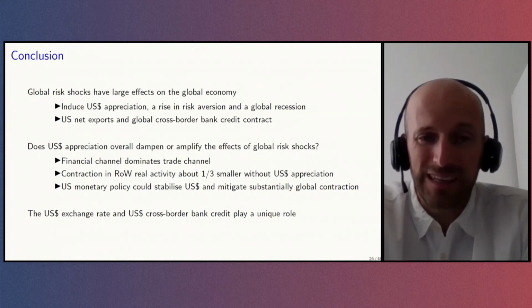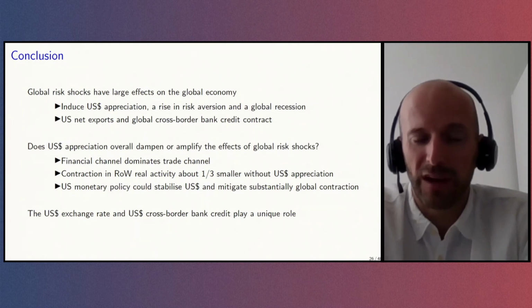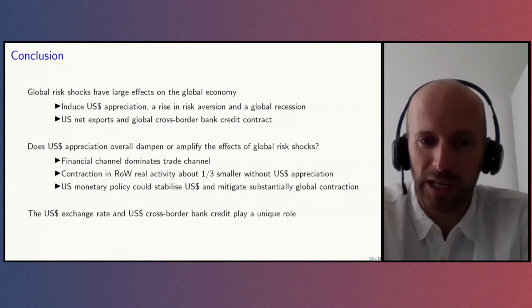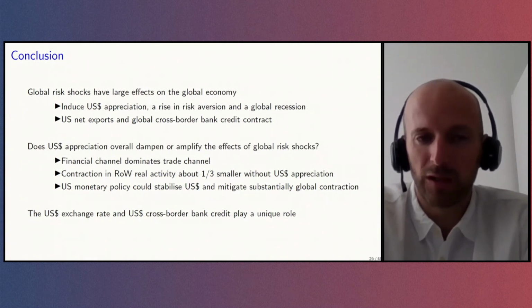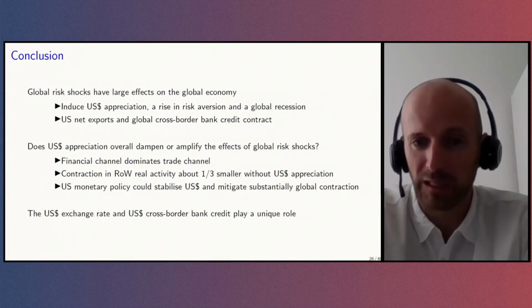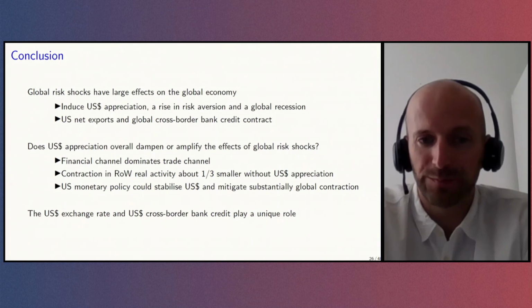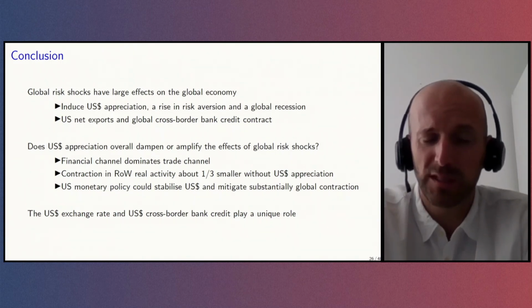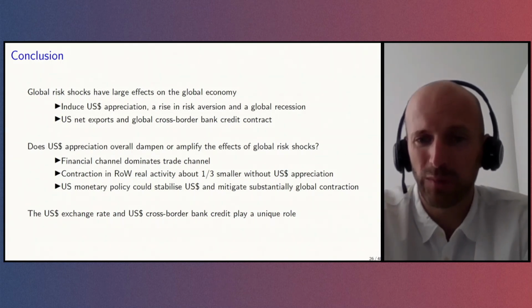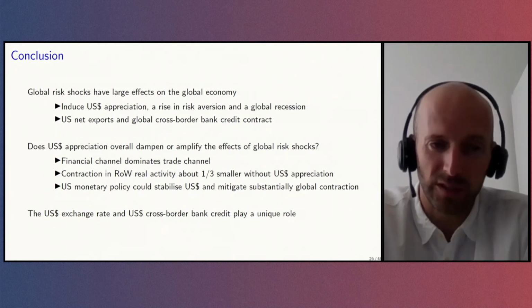We find that in net terms, dollar appreciation is actually a curse rather than a blessing. The financial channel dominates the trade channel. If the dollar did not appreciate in the face of global risk shocks, we would observe a contraction in the rest of the world that would be significantly smaller than what we actually observe. In principle, US monetary policy could stabilize the dollar and thereby mitigate substantially the global contraction, but the obstacle for the Fed doing this are the implications in the US economy.